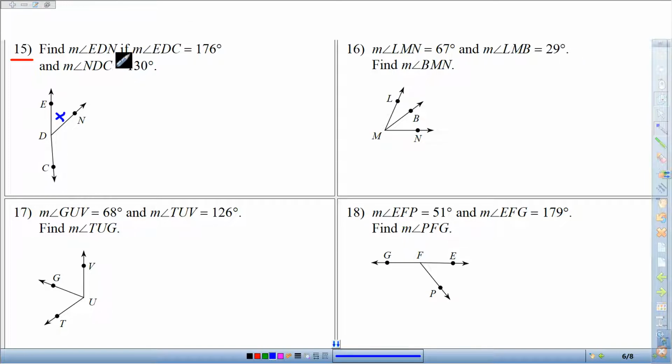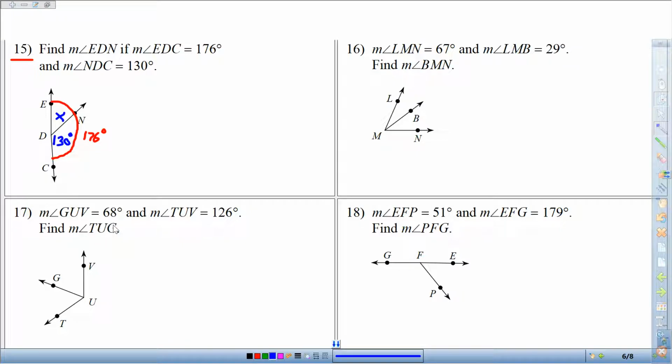The next thing they're telling us is that angle EDC is 176. Let's figure out which one that is. That starts at E, goes around D to C. They're telling us that this entire angle is 176. The way I like to show it is to put an arc over this whole angle and then just outside of it show that this thing's 176. And then the last thing, they're saying the measure of angle NDC is 130. NDC starts at N, goes around D to C. That's this angle right here. So in that angle, let's show that it's 130.